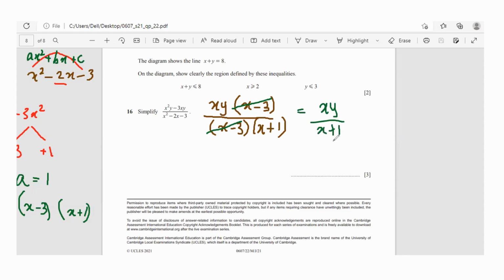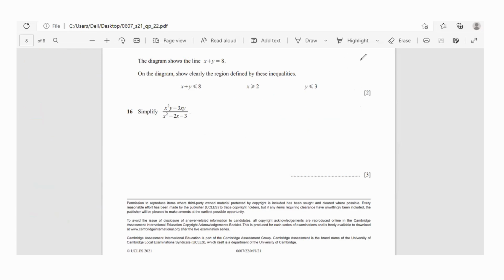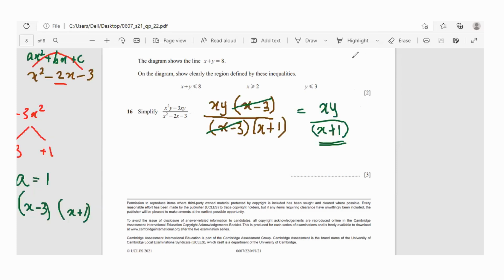And x plus 1 here. So do you think we can simplify this further? Can we have more steps or will this be the final answer? Yes, this will be the final answer. Good. I hope that's understood. Right. So now, do you all want time to write this down? Anybody? Or can I just move on?